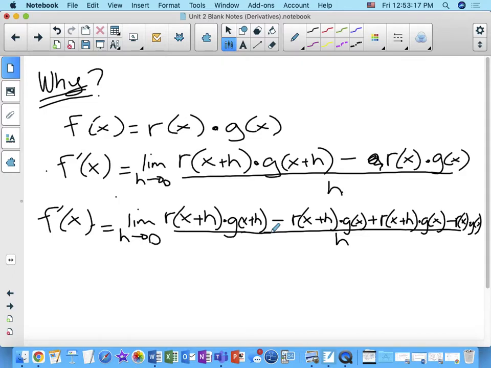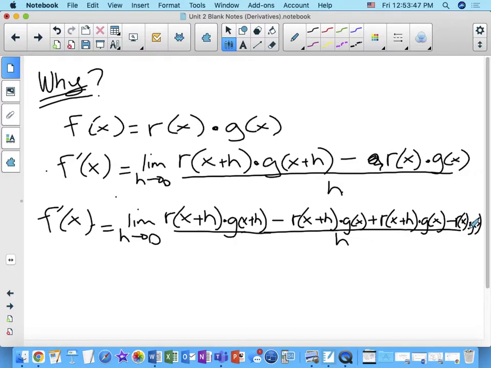This is the same as this last term here, even though I wrote it really squishy. And then in the middle, I've taken this term, r of x plus h times g of h, and I subtracted and added the exact same thing, which means I've added 0. Okay? So although it looks like I've made things more complicated, this second line is equal to the above line because all I've done is I've added 0.